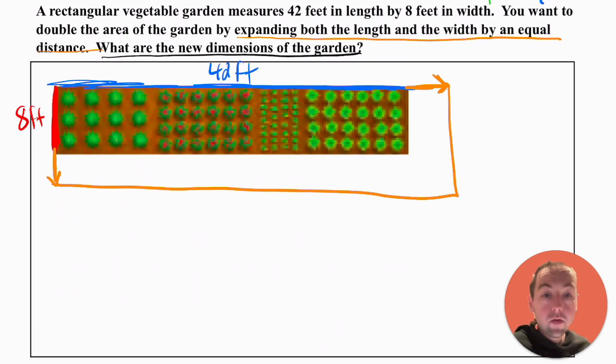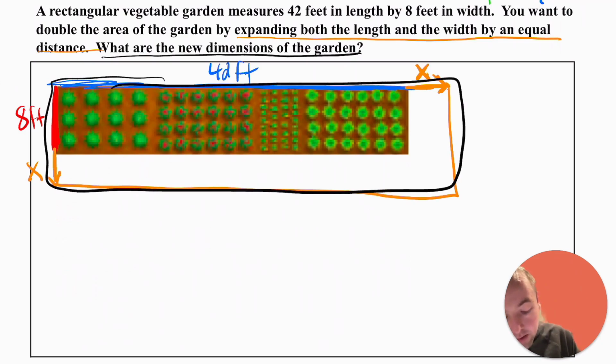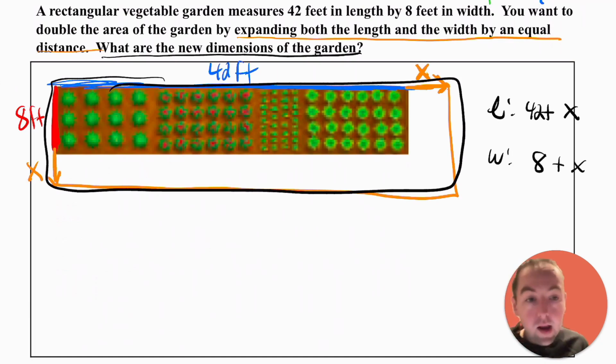All right. So since we want to expand out an equal distance that far, but we don't really know how far, we might want to represent that with a variable, right? So let's say that we're going to increase the length by x feet. That means that we're going to increase the width by x feet as well, right? So this new rectangle that we have here will now have dimensions where the length will be x added to 42, and the width will be x added to 8, right?